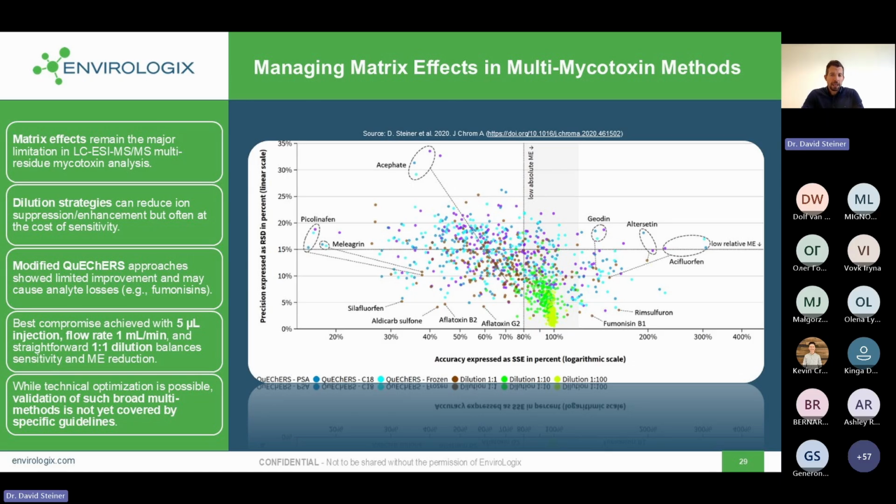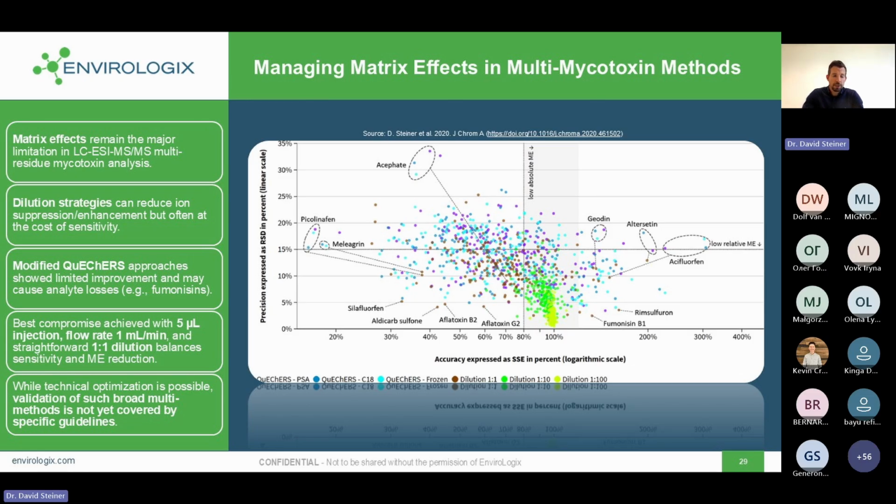In this case, each colored dot represents an analyte, so the colors are marking different approaches, like the QuEChERS, in combination with different cleanup salts like PSA, which stands for primary secondary amines, but also C18 salts, as well as in combination with a freezing step. This you conduct in order to precipitate lipid components, and also finally the different dilution levels ranging from 1:1 to 1:100. And what you see here in this picture is a quite clear trend.